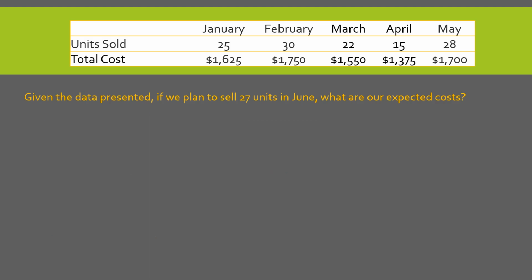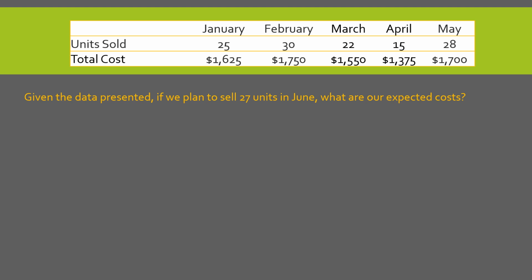So let's take an example. In this example, I've got 5 months of data: January, February, March, April, and May. And it appears that we think the units sold are the activity that drives cost. The question reads, given the presented data, if we plan to sell 27 units in the following month, what would we think our expected cost would be?